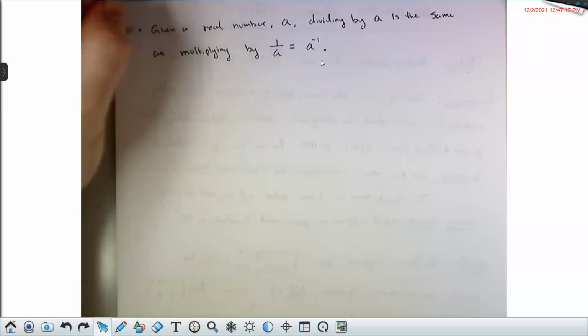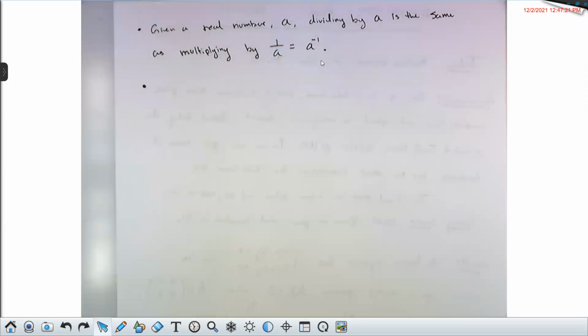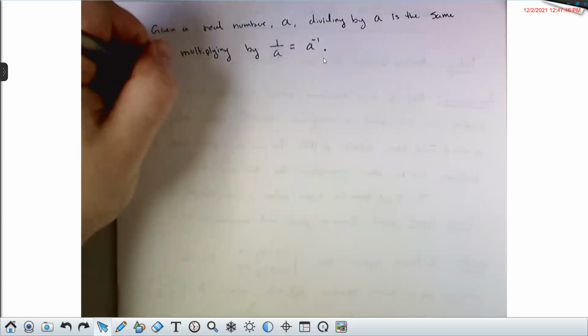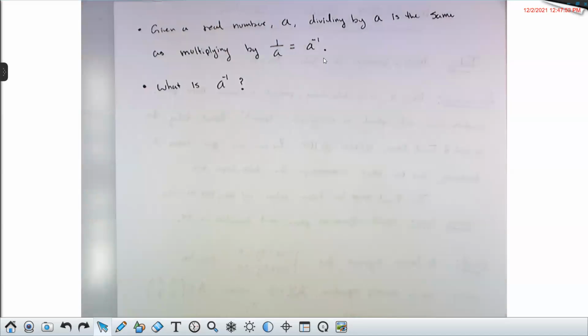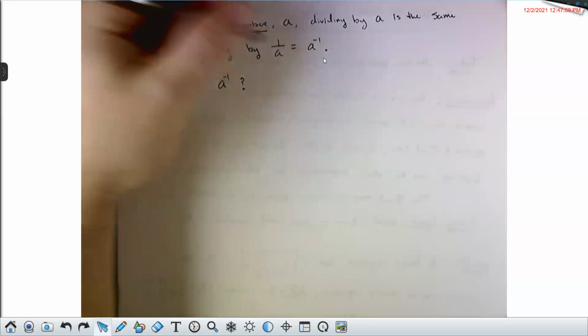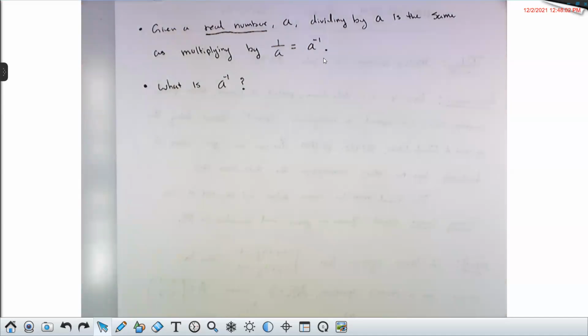In order to get us closer to talking about doing this for matrices, I want to try and describe what this thing is. I mean, sure, 1/2, I know what 1/2 is, it's 0.5, a measurable quantity, but we need to abstract this concept to a place where we can describe a similar thing for matrices. So a question: what is a to the negative first? Now, if a is a real number, a to the negative first, or 1 over a, what is that thing? What is 1/2?